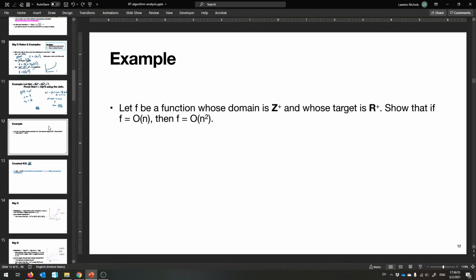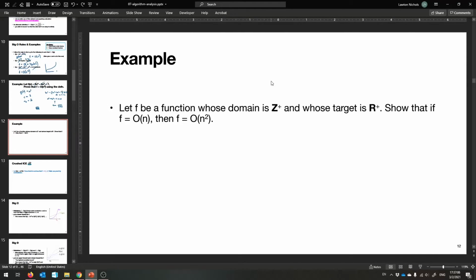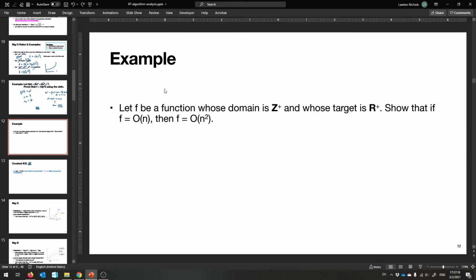So that's the idea. And let's do another example now. Let's pretend that f is just a random function whose domain is that and whose target is that. Makes sense. That's what is required for big O to work. Let's show that if f is big O of n, then f is automatically big O of n squared. Interesting. We know nothing else about f, but we know that it's O of n. So we assume this, prove this.